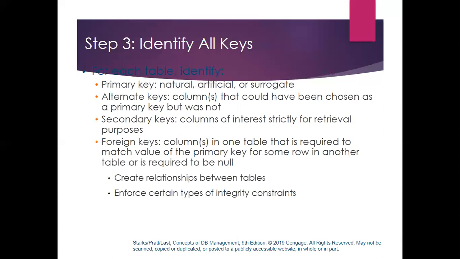In step 3, you are required to identify all keys for each table. You must identify the primary key, which can be a natural key or an artificial key or a surrogate key. You will also need to identify the alternate keys, the secondary keys, and the foreign keys. It is through the foreign key that you create relationships between tables and enforce certain types of integrity constraints.